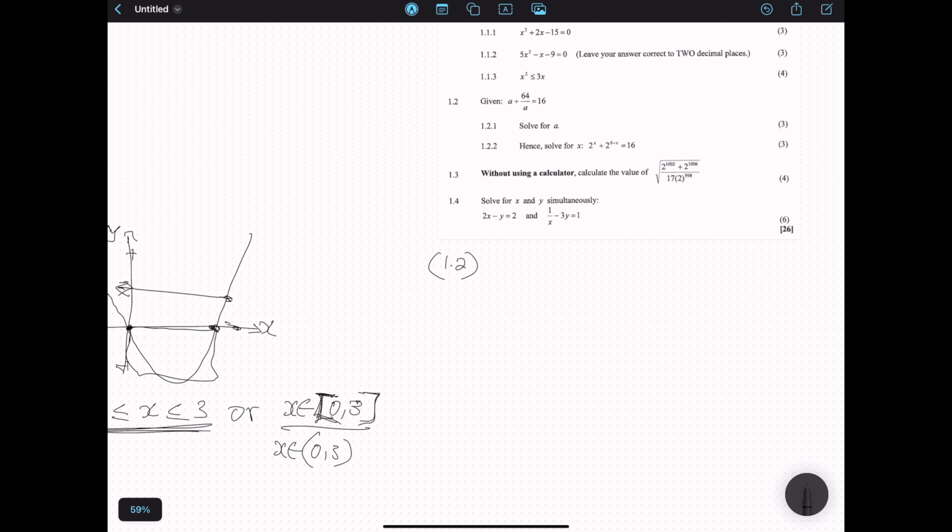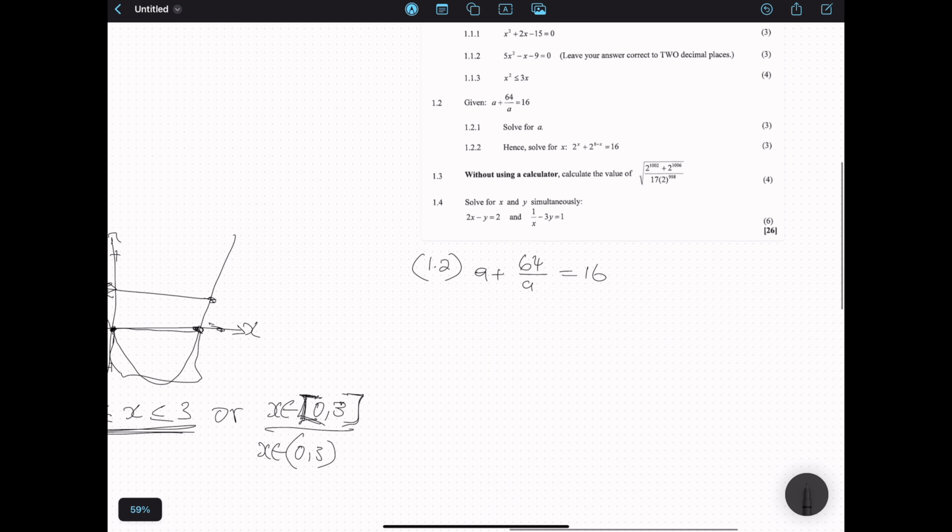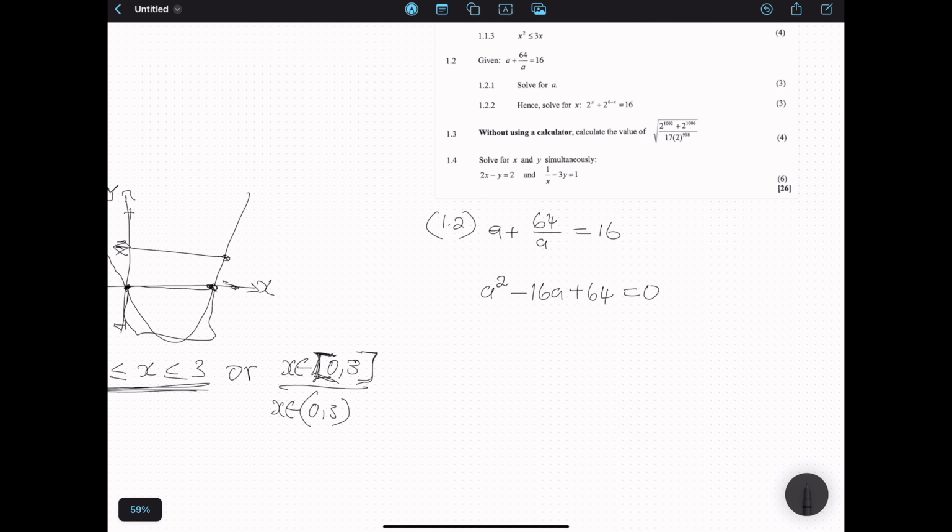We are given a plus 64 divided by a is equal to 16. To simplify this, take the 16 to this side, and take a, then cross multiply by a. You're going to have a squared minus 16a plus 64 is equal to 0, right? When you simplify this, you can see 8 times 8 is 64, and minus 8 minus 8 is minus 16.